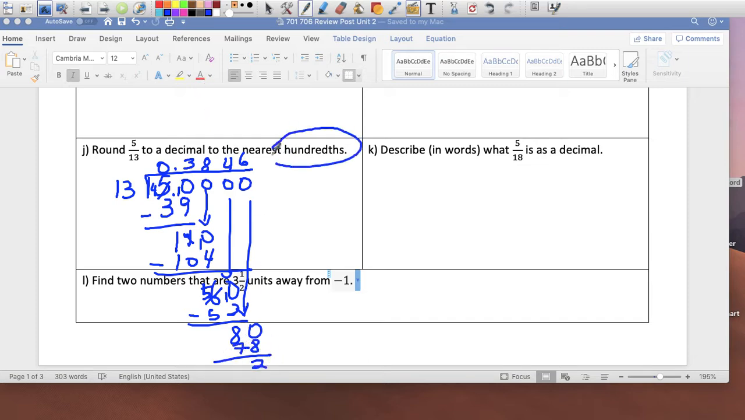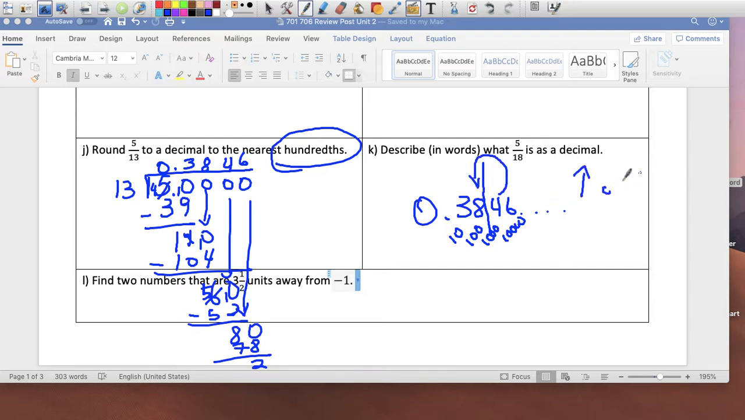Now, it says nearest hundredth, right? So we have 0.3846, and so on. But remember, this is the tenths, this is the hundredths, this is the thousandths, and this is the ten-thousandths. So we're going to break it over here. Can this make it higher or lower? This is a 4, so it's not going higher. Remember, let it rest. So it's going to be 0.38 because this one we're going to throw away. Remember, hundredths.